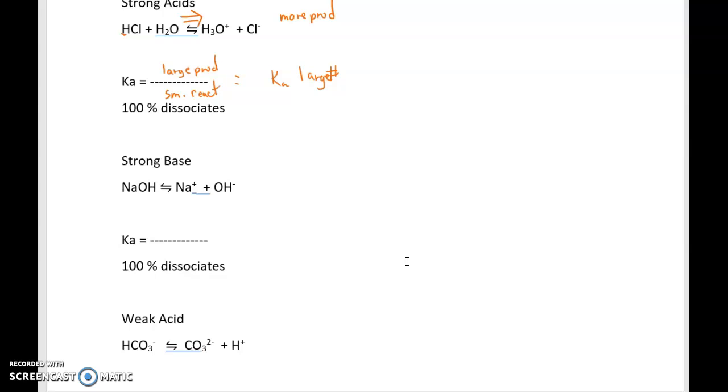If we have a strong base, like sodium hydroxide, we also find that this will make more product, and that our K will also be large because we'll have lots of product, not much reactant, and that makes this a large number.